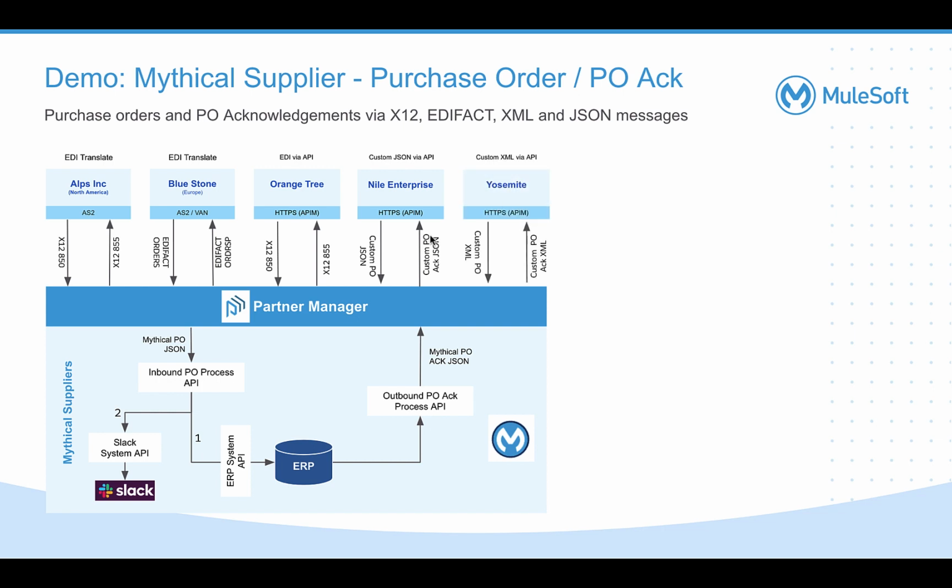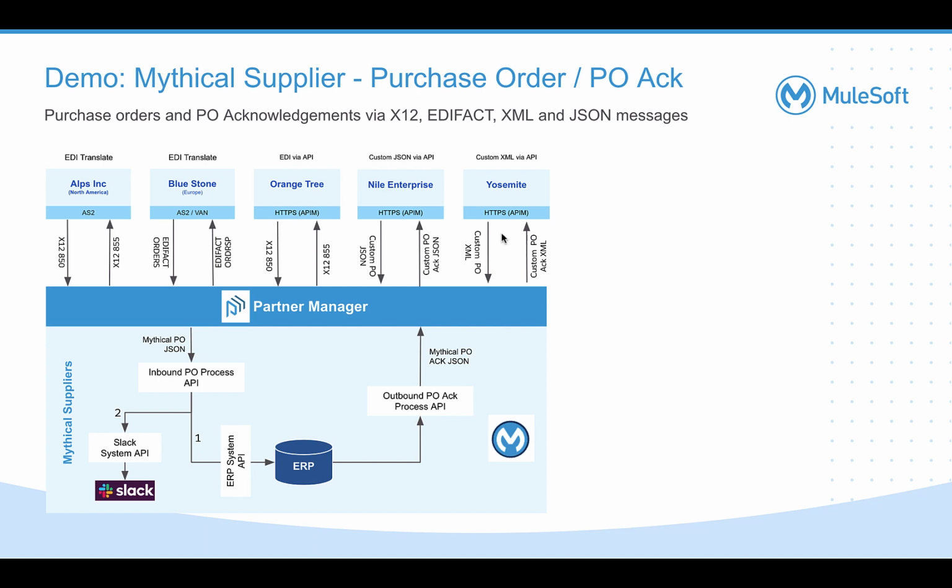The fifth and the last customer that we have is Yosemite Gears, and they send their own proprietary custom purchase order XML message, and they want Mythical to send a custom POAC XML message in their own format. So Mythical needs to convert their POAC JSON message into Yosemite's XML format and send it back to them.